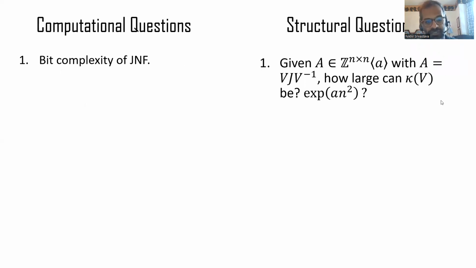And that's a computational question. The key structural question that underlies this is this condition number bound. So I don't know if this exponential AN cubed is tight. And so the structural question is, given an integer matrix, how large can the condition number of the similarity be? Could it be improved to exponential AN squared? I know it cannot be improved beyond that.